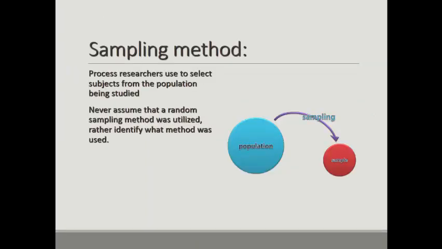The sampling method we choose is going to impact what we find from our study and also what we can conclude from the results. The sampling method is the process that we are going to use to select the subjects from the population. I don't want you to assume that a random sampling method was utilized if it's not stated specifically by the researchers. You need to look at how the sample was collected in the study.